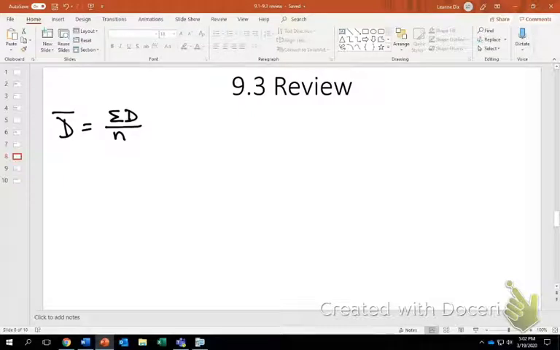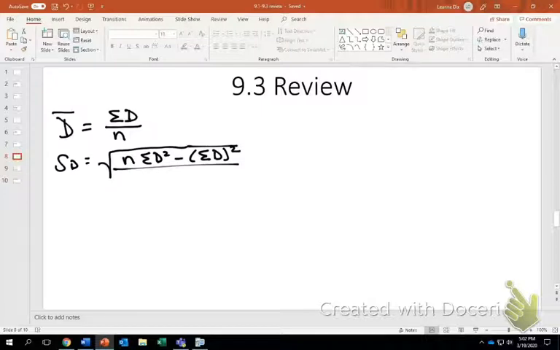The second formula is our standard deviation of the two differences. Standard deviation of the two differences is when we have N times the summation of D squared minus the summation of D squared over N times N minus 1. Okay, and so we can use that to find our test value.